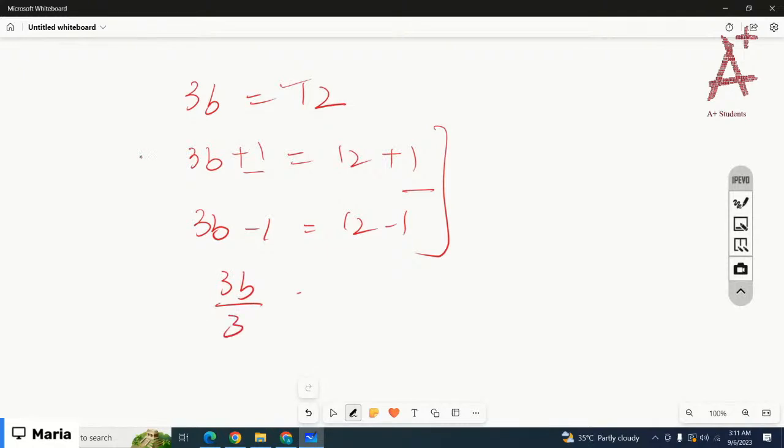You can also divide both sides of the equation by 3. That is also a preserved equation, right? Because you perform the same operation on both sides. So b equals 4 is also an equivalent equation for this one, right?